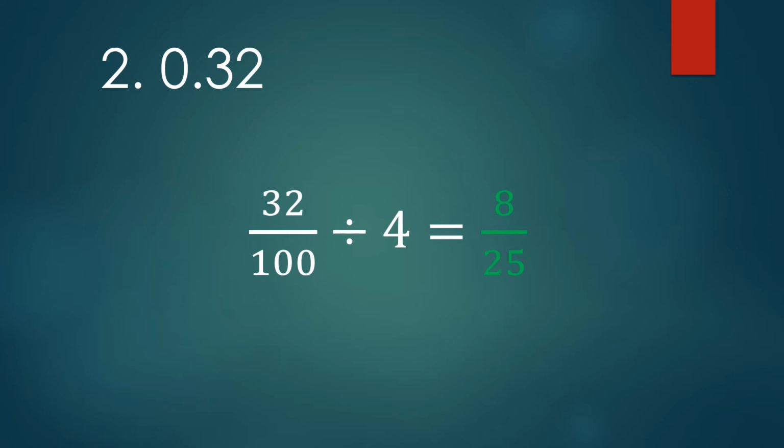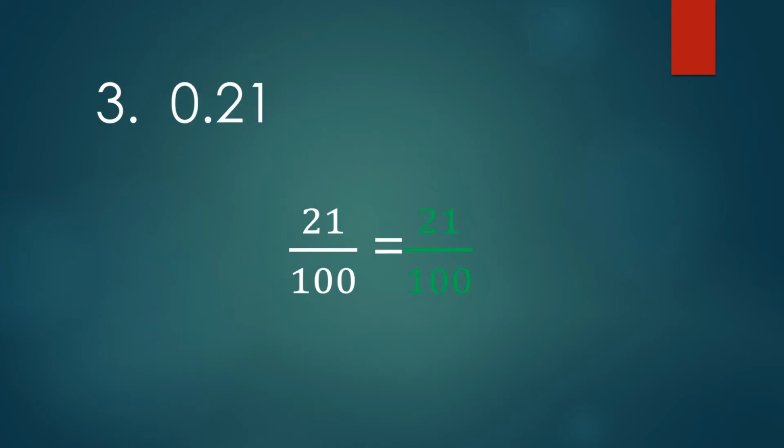Number 2. Ang given sa number 2 ay 0.32, hundredths. So that's 32 over 100. Sa hanapin natin yung greatest common factor na 32 over 100. So that's 4. Divide both sides by 4, and 32 divided by 4 is 8 and 100 divided by 4 is 25. So the answer is 8 over 25.